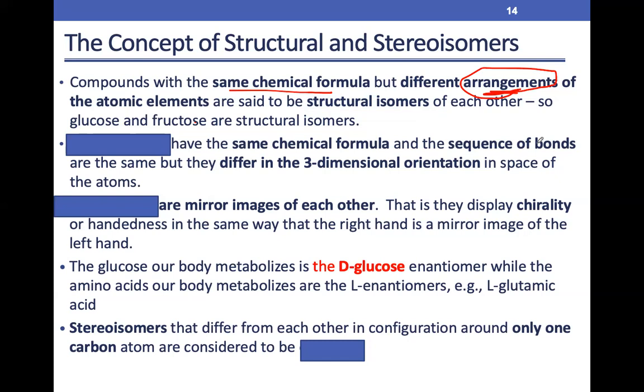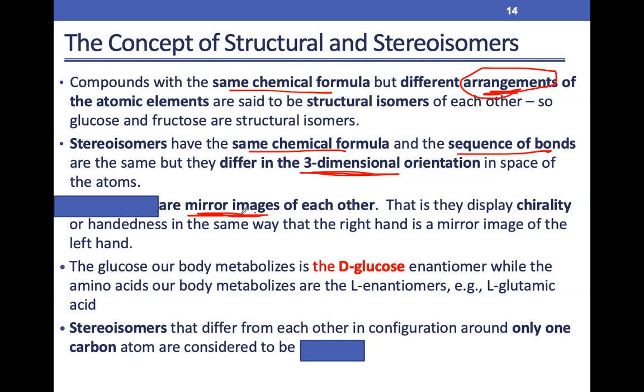Okay. And then what if they have the same chemical formula, the same sequence of bonds, aka the same covalent bonds, but their three-dimensional orientation is different? What is the class of isomers that I'm talking about? Stereoisomers. Yes, now we're talking about stereoisomers. Okay, what kind of stereoisomers are mirror images of each other? Enantiomers. Enantiomers, perfect.